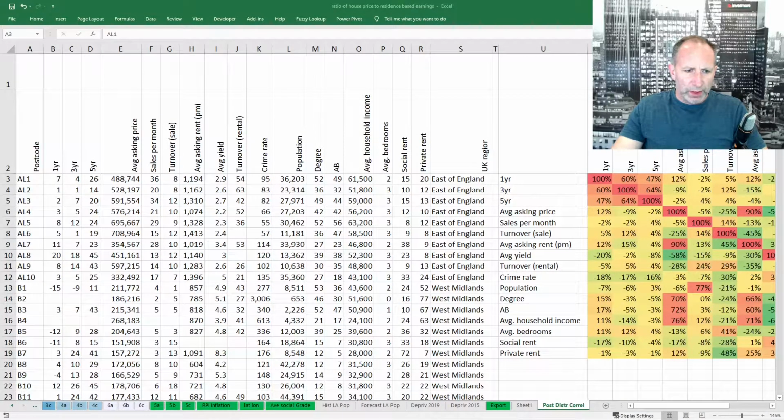What I've done is taken the postcode district data from propertydata.co.uk. We use quite a lot of their data for general analysis and so on. This is a very small data set. It's all the postcode districts in the UK, excluding Scotland, I think, and then it's these metrics aggregated. And from there, I've done some correlation analysis.